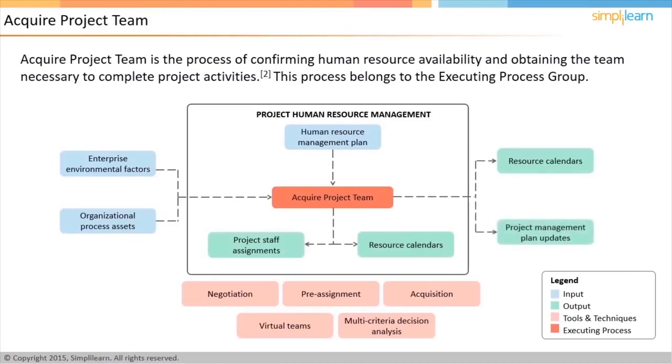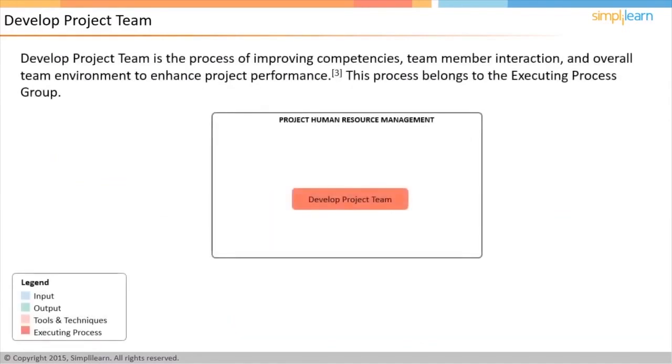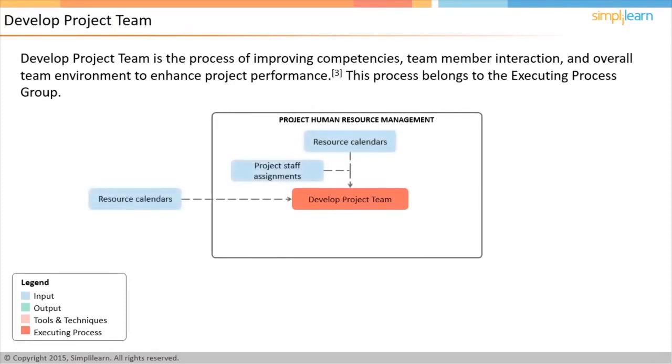Let us now discuss the next process, develop project team. Once the project team is acquired, the next step is developing the project team. Develop Project Team is the process of improving competencies, team member interaction, and overall team environment to enhance project performance. This process belongs to the Executing Process Group. The inputs to this process include project staff assignments, resource calendars, and human resource management plan.